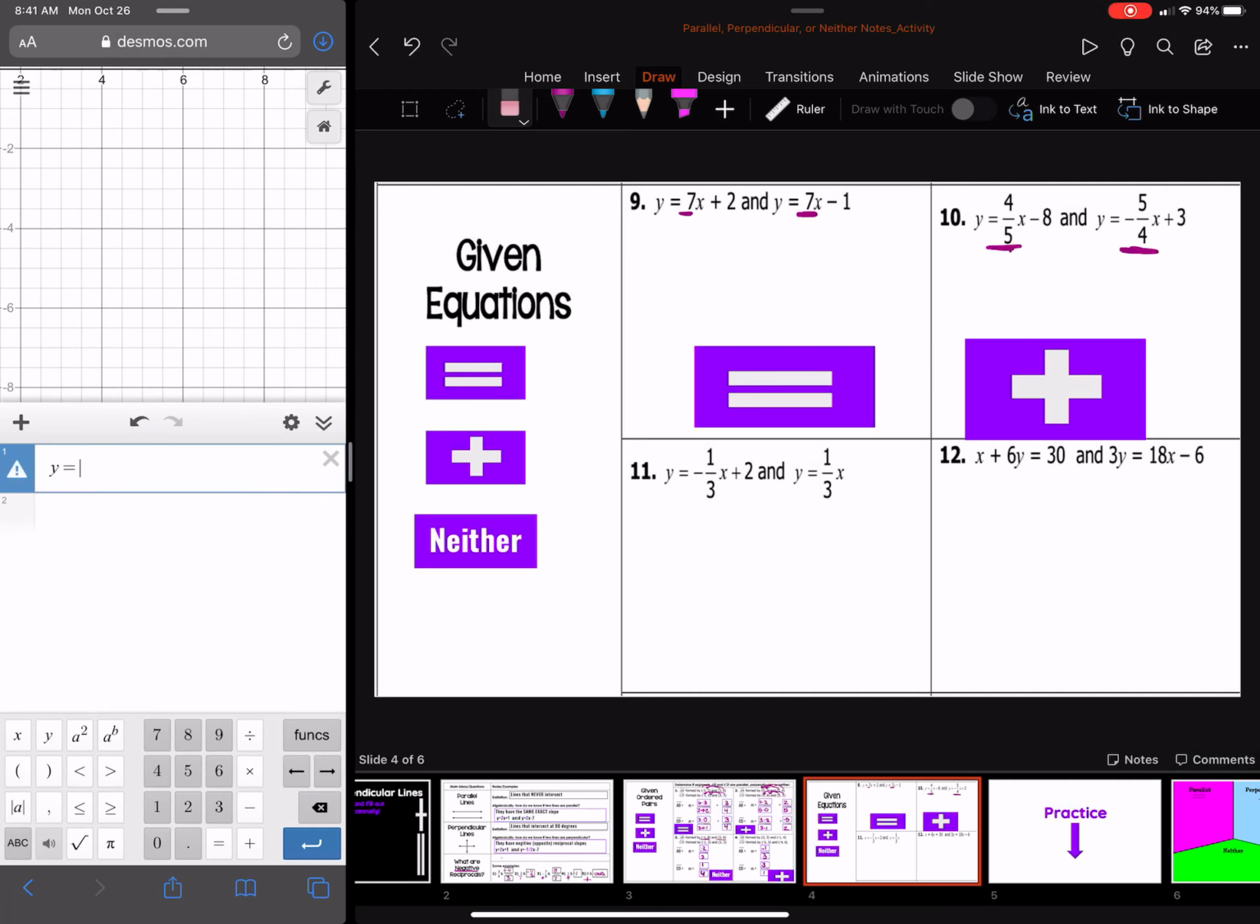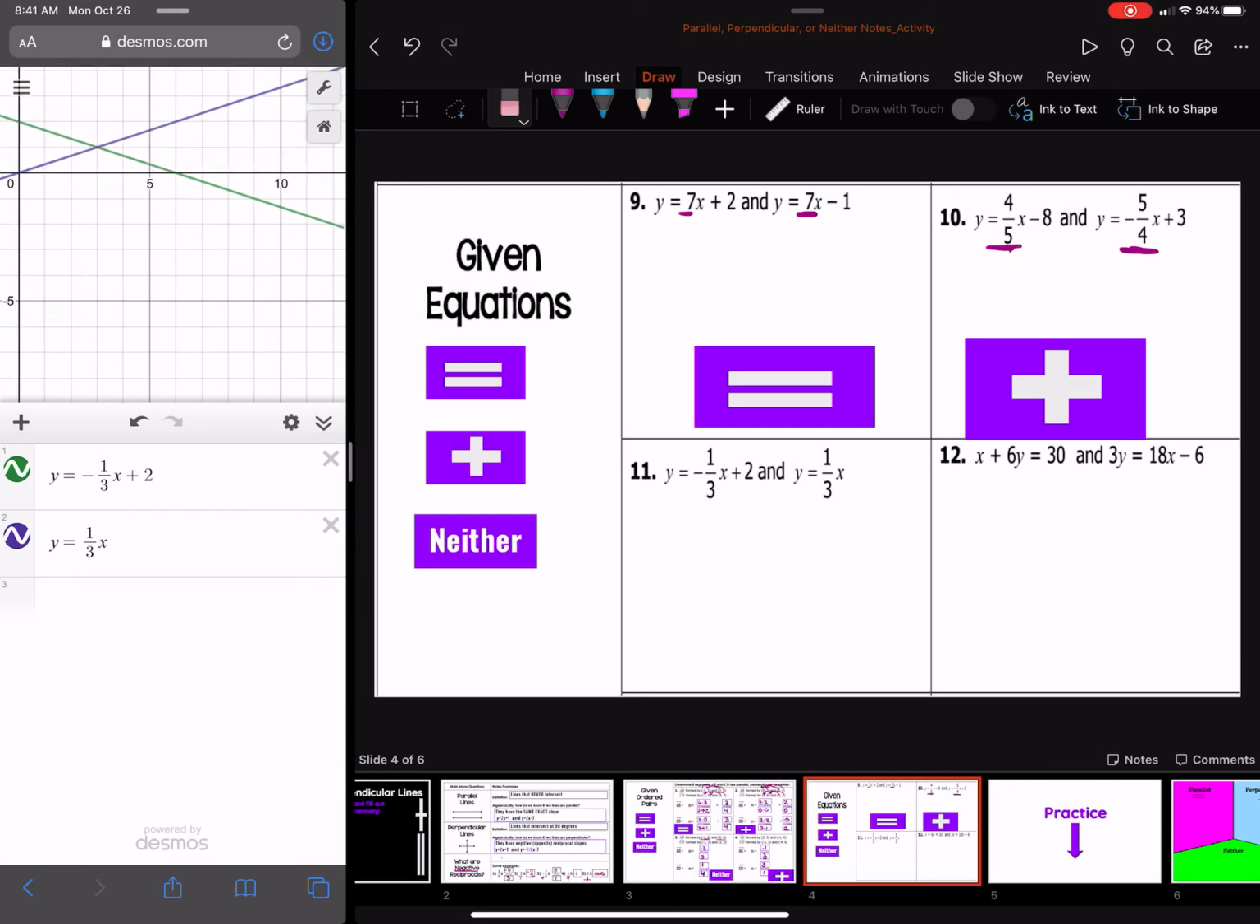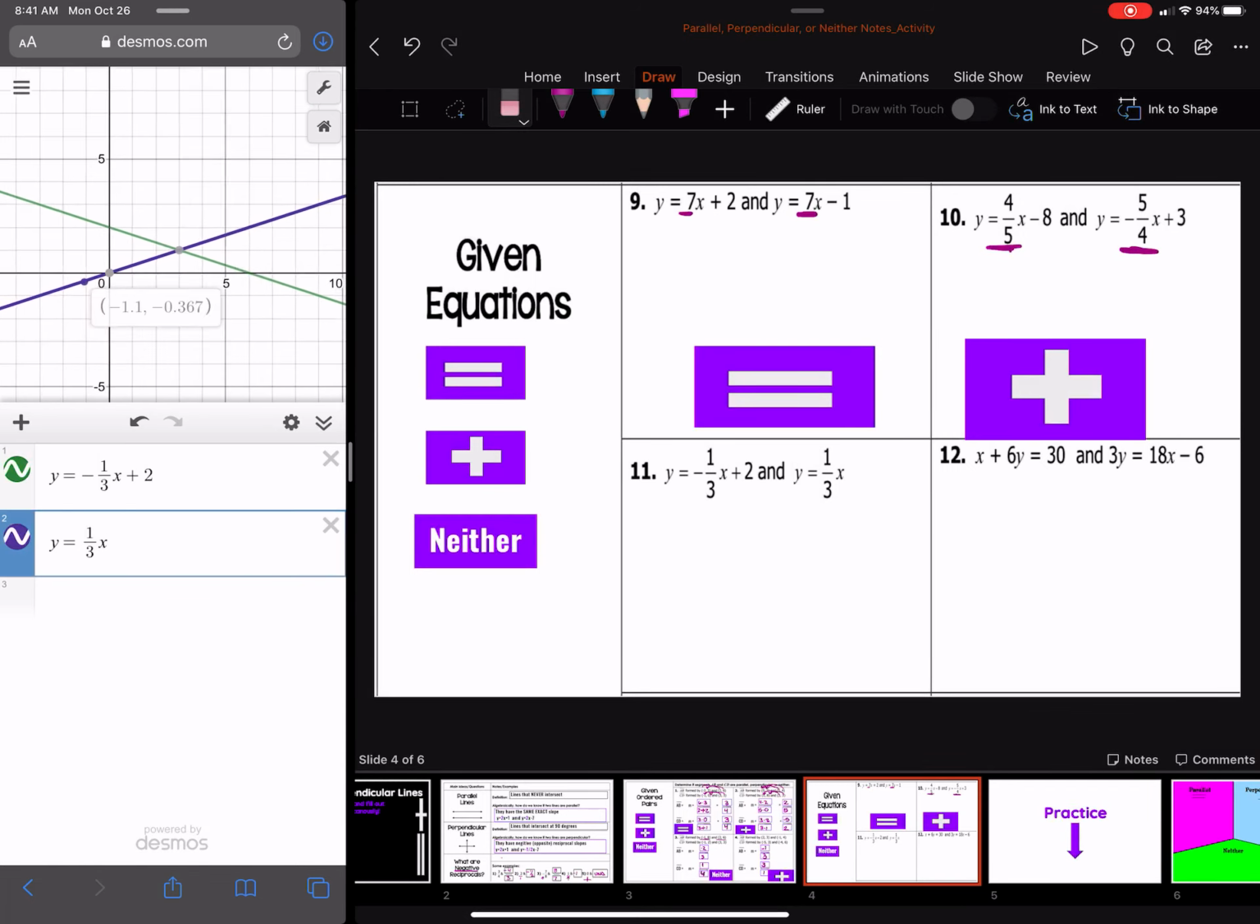So y equals negative 1/3 x plus 2. That's not right. Move that over. X plus 2. And then we would just say y is equal to 1/3 x. Just like that. Okay. And let's look. No, those are not perpendicular.